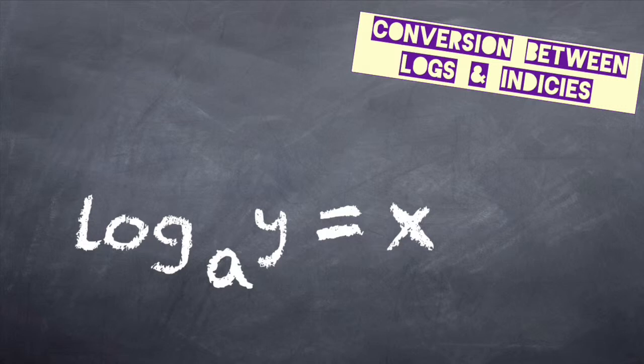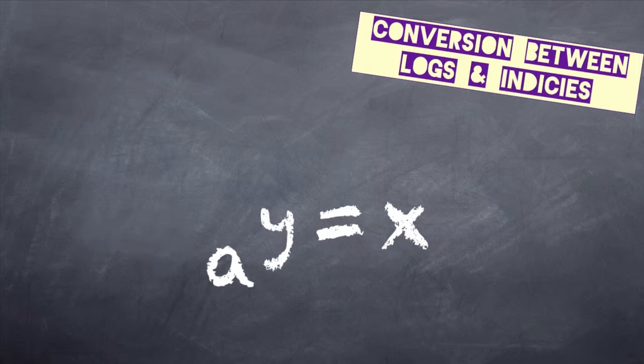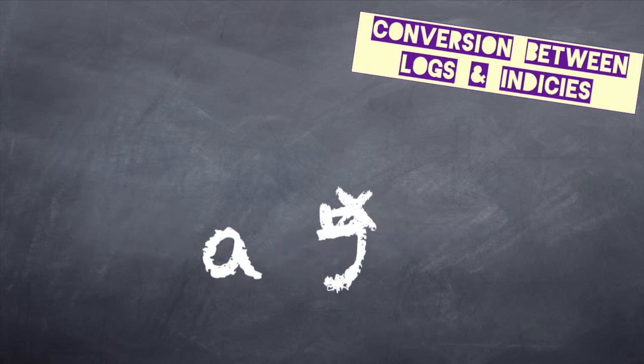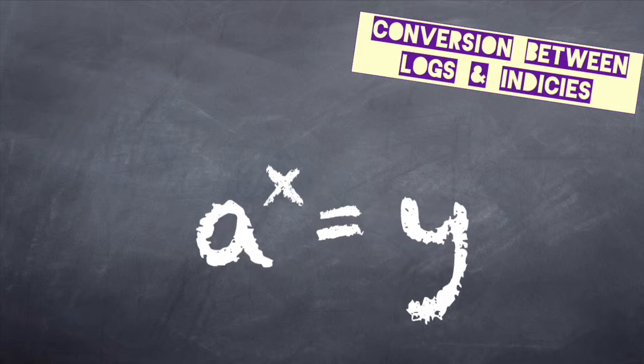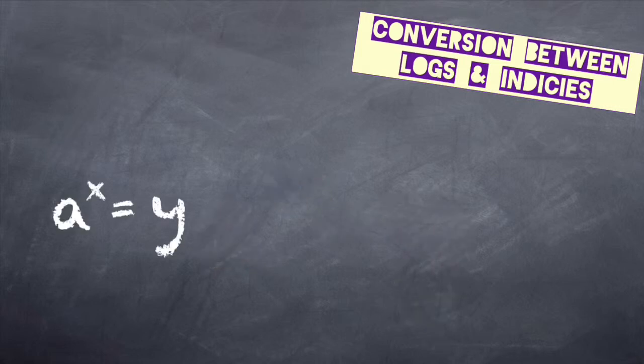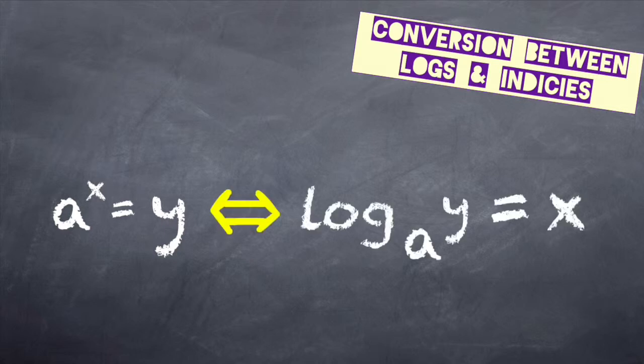Going backwards now, that is converting from a logarithmic equation to an indicial equation, we swap the y and the x once again, and we move the a and the x up so that the x now becomes a power and is written in superscript. So as you can see from this formula, we can convert a to the power of x is equal to y into log base a of y is equal to x with ease. And we can also convert back from a logarithmic equation into an indicial equation if required.